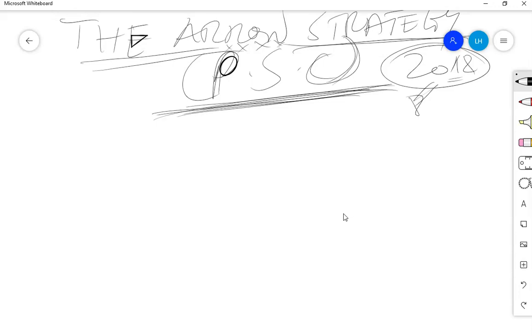Now, for the very first time, when you hear the arrow strategy, you can create an image about it. What's all about the arrow? Mainly, we have an idea about the arrow.